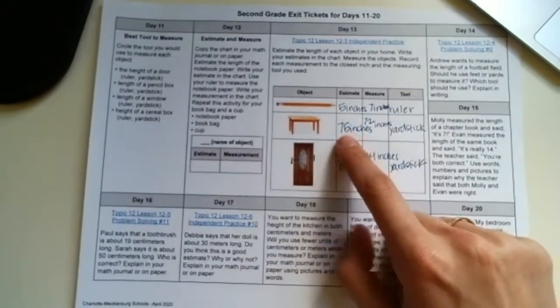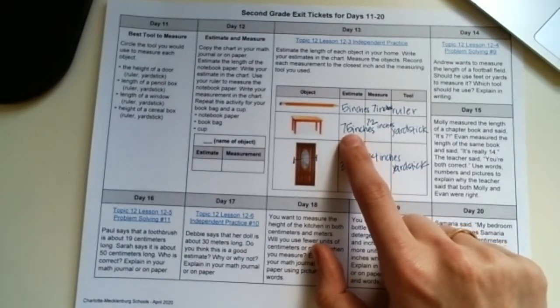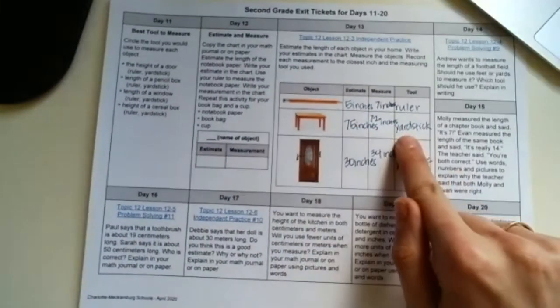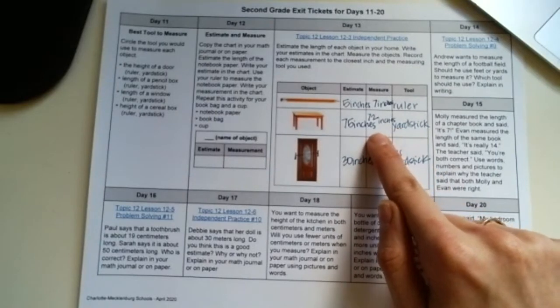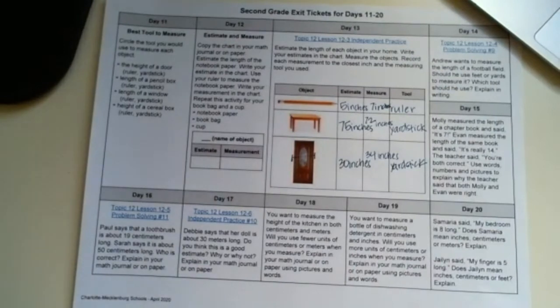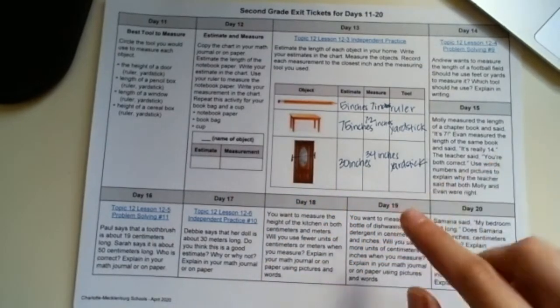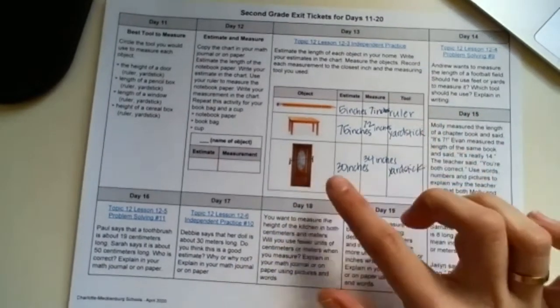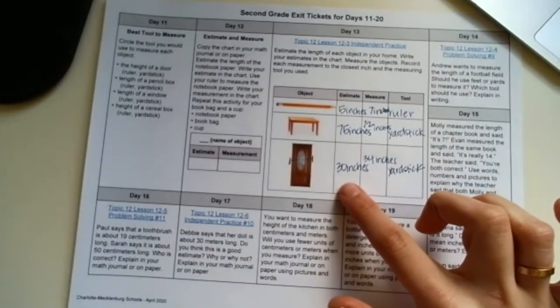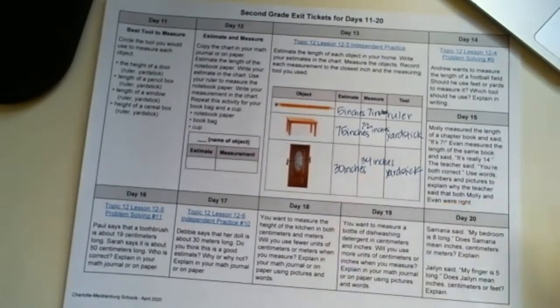How about the kitchen table? When I estimated, I said I think my kitchen table will be 75 inches long. I measured it with my yardstick, and I found that my kitchen table was 72 inches long. Pretty close. I was only 3 inches off on that one. Then I measured the width of my door, from one side to the other, and I estimated that it would be about 30 inches. My measurement with my yardstick said it was 34 inches. So again, I was really close.